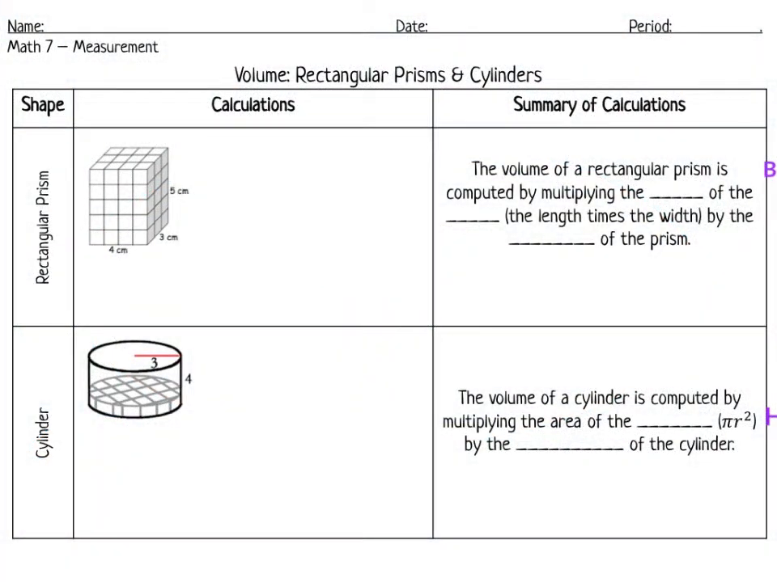Welcome back. Today we're going to be starting Unit 12, talking about volume of rectangular prisms and cylinders. So looking down below, we've got two shapes. We've got a rectangular prism and a cylinder. Let's talk about how we calculate their volume.